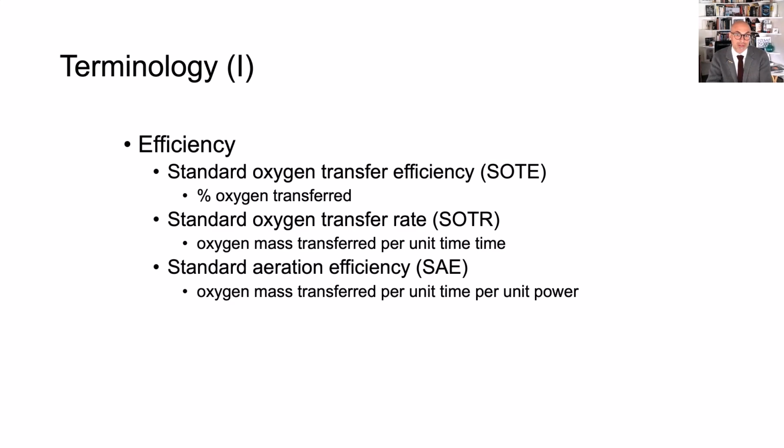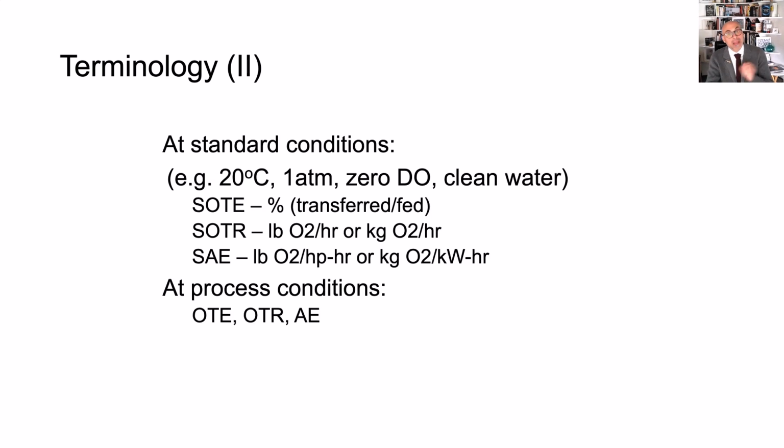So let's revisit the terminology. The oxygen transfer efficiency is mass transfer per mass fed. The oxygen transfer rate is mass transfer per time, so it's actually our design criterion. And the aeration efficiency is the mass transfer per unit power spent, so it's our more economic indicator.